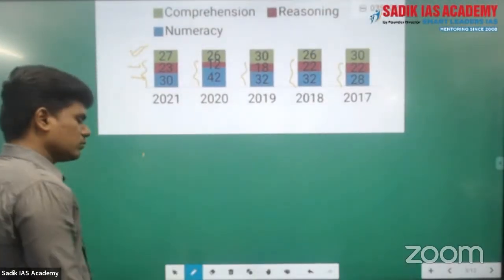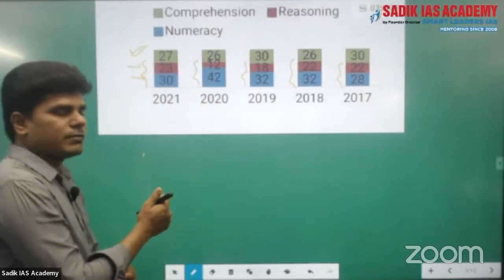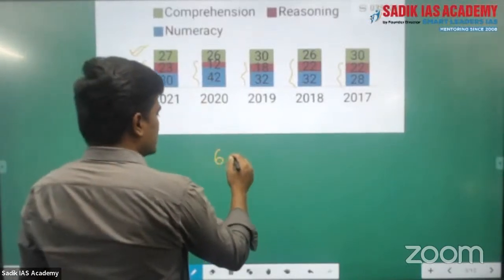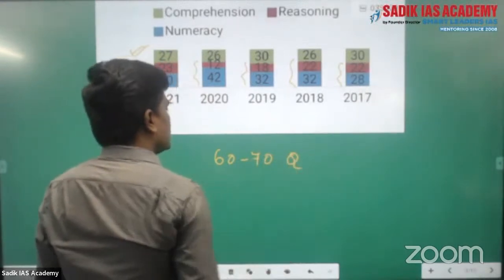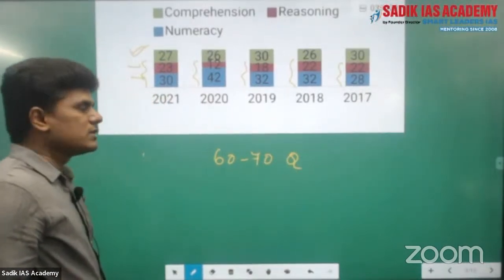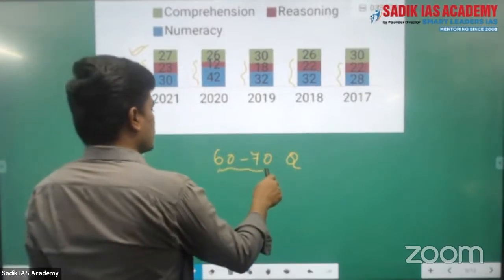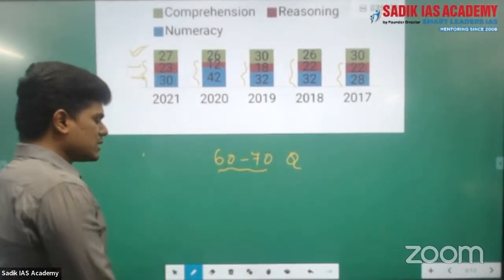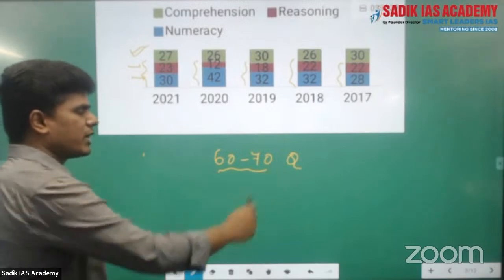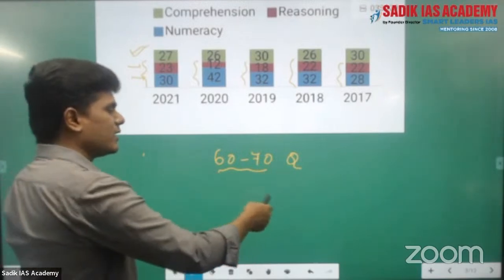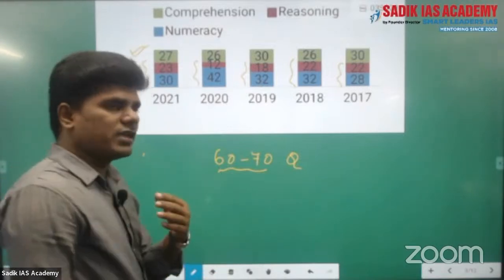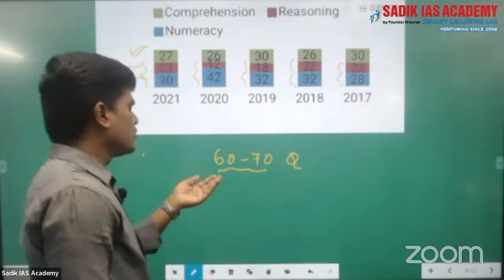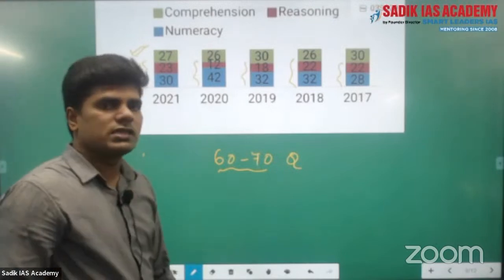If you want to be on the safer side in this CSAT paper, you have to attend 60 to 70 questions. Minimum 60, maximum you can go to 70, and even if you want to attend all 80 questions, you can, no problem. But minimum, in my opinion, this is my opinion, you have to attend minimum 60 questions in this paper.